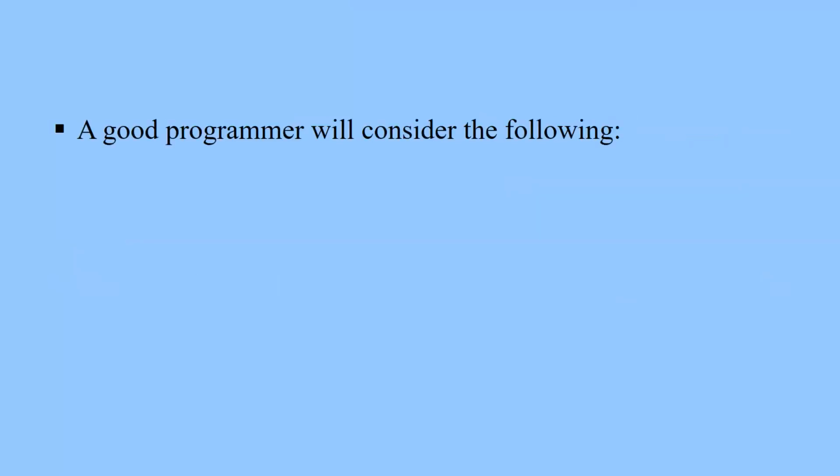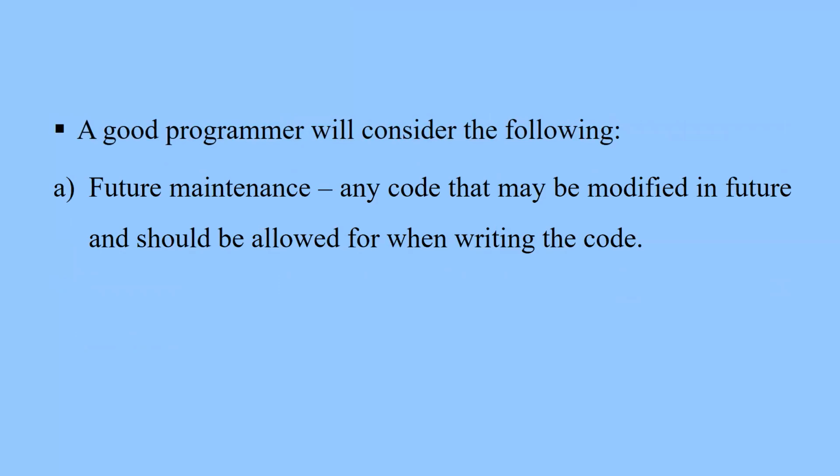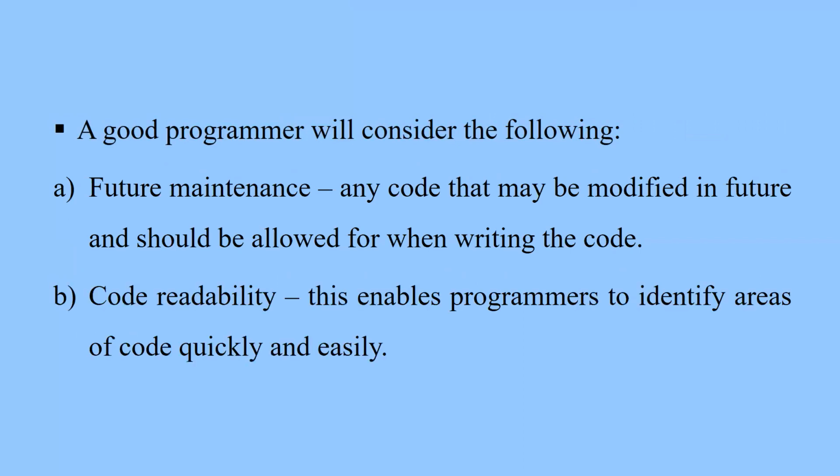A good programmer should consider the following. If you want to be a good programmer in C or Pascal, you should consider the following. Number one, when you are writing your code, ensure that you write it in a way that it can be modified in the future. So cater for future maintenance. Secondly, write it in a way that can enable programmers to identify the various parts of your code and what those parts do, for code readability.